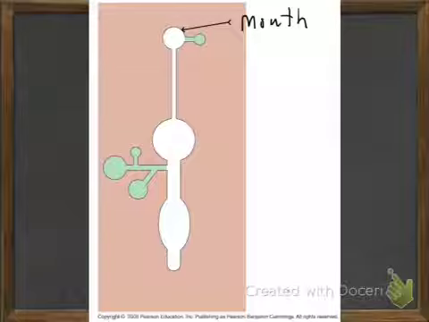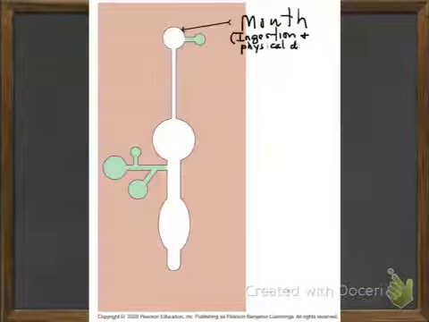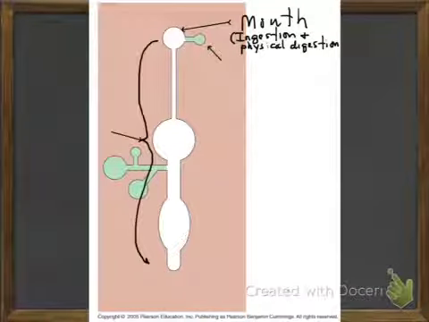So let's go through each of these. The mouth is where we do ingestion, and there's physical or mechanical digestion, and there's also chemical digestion going on there, because we have saliva that's being secreted by the salivary gland, and inside that saliva are enzymes that break down certain kinds of carbohydrates, like starch and glycogen.